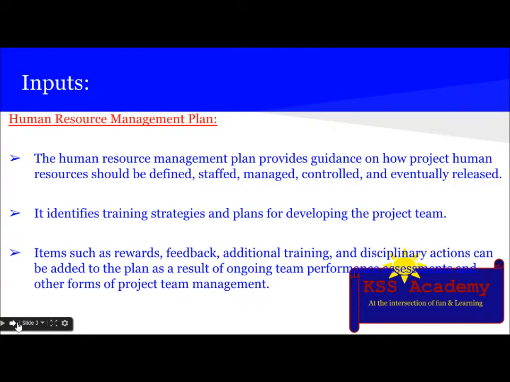So the first input is human resource management plan, which provides guidance on how project human resource should be defined, staffed, managed, controlled, and eventually released. It identifies training strategies and plans for developing the project team. Items such as rewards, feedback, additional training, and disciplinary actions can be added to the plan as a result of ongoing team performance assessment and other forms of project team management.